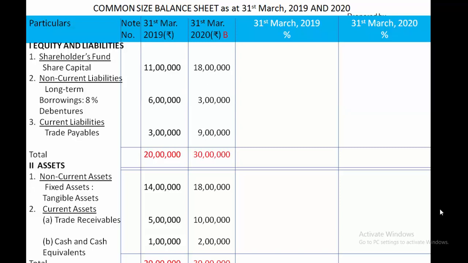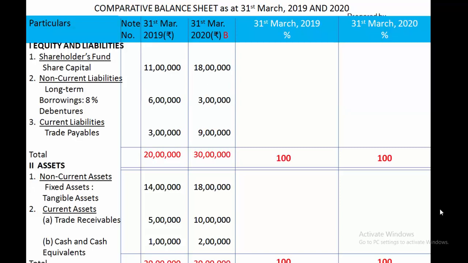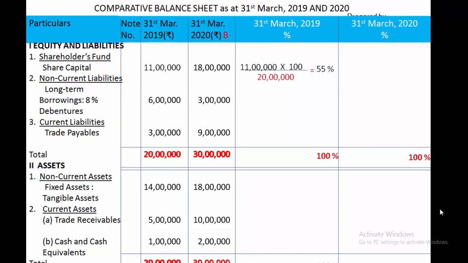In common size balance sheet, total of balance sheet is taken as base. So first write 100 in the column of total of balance sheet. Now we are calculating percentage of each and every item of balance sheet. In 2019, amount of share capital is 11 lakh, multiplied by 100 divided by 20 lakh, that is the total of balance sheet. So percentage is 55%.